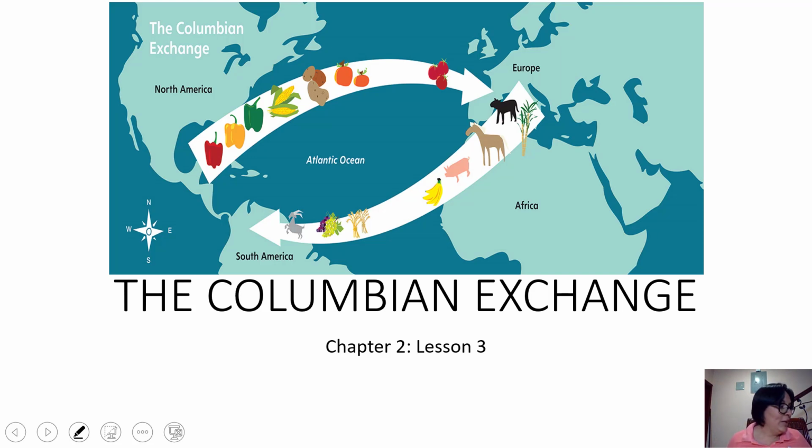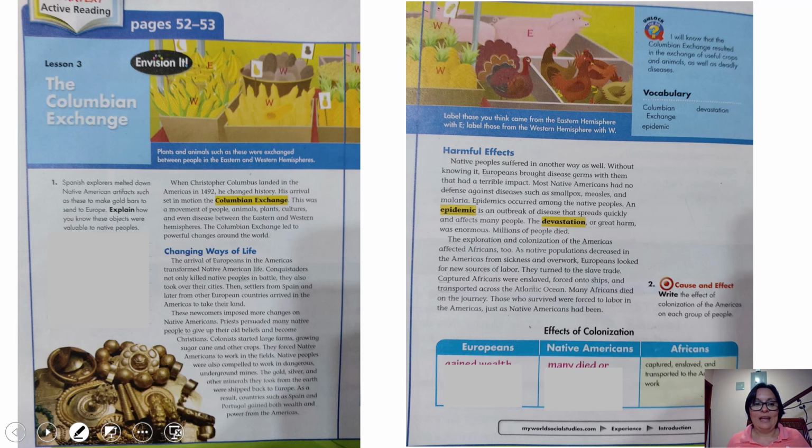So let's move to page 52 in your books. Open your books to page 52. Okay, there we have page 52 and also 53. We will be working in this lesson. And first, the Columbian Exchange, we have the vocabulary. In this lesson, we have three words or three terms that we have to know.